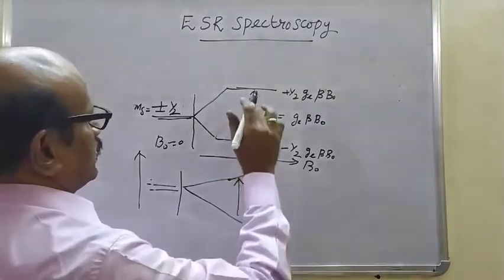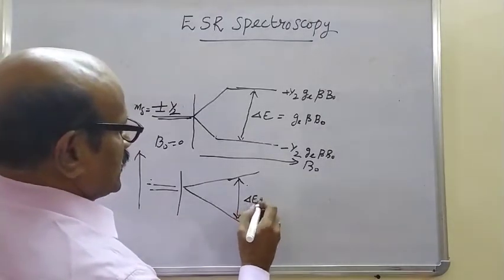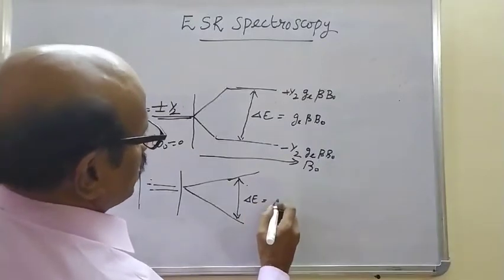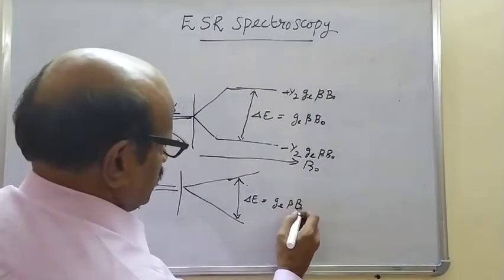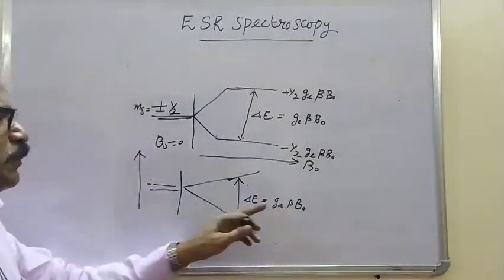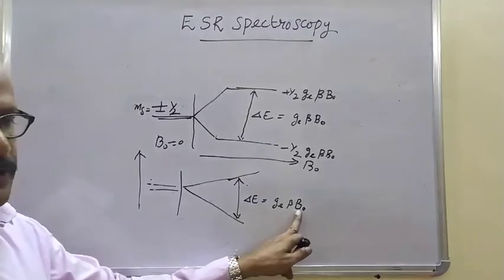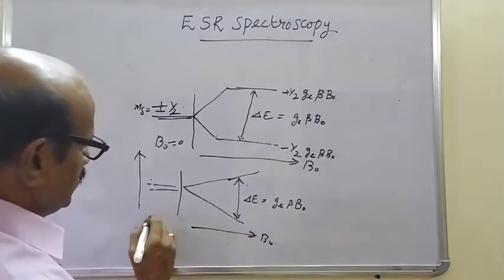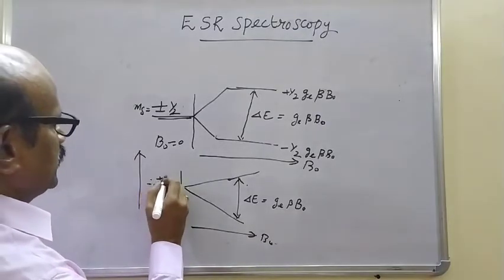The extent of the splitting, delta E, is proportional to g beta B0. g and beta are constants, therefore the extent of the splitting is directly proportional to B0, the applied magnetic field, with the levels at plus or minus half.